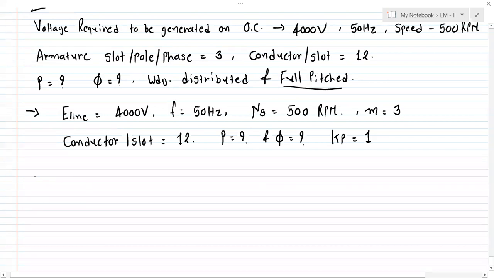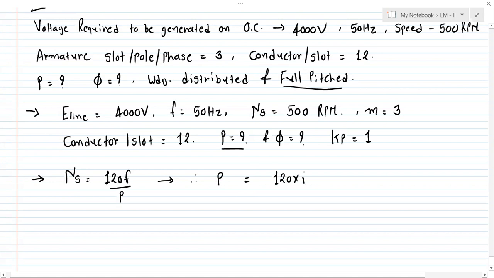So we have one equation of the synchronous speed, which is Ns is equal to 120 F by P. What we have to find is the number of poles. So I'm interchanging P and Ns, and from the equation of synchronous speed I get the equation of pole P is equal to 120 into F divided by Ns.